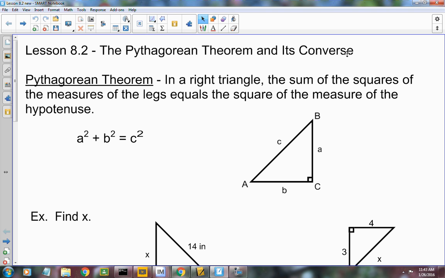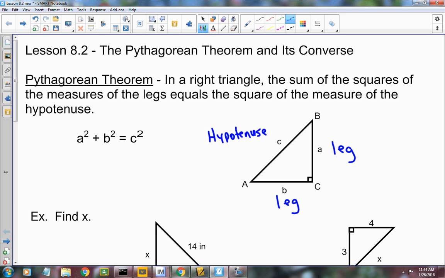The Pythagorean theorem, you use it when you know two sides of a right triangle and you're looking for the third side. Okay, that's when we use the Pythagorean theorem. And it's a squared plus b squared equals c squared. Your a and your b are always your legs of your triangle. And your c is your hypotenuse. And it's always the longest side, and it's across from the right angle, okay? So your Pythagorean theorem is leg squared plus leg squared equals hypotenuse squared, okay, always.